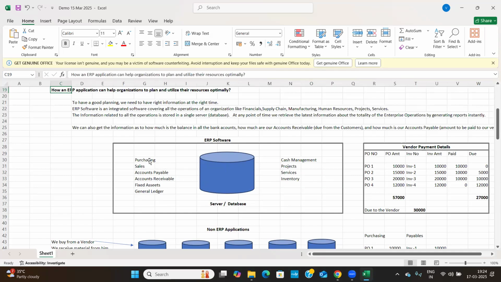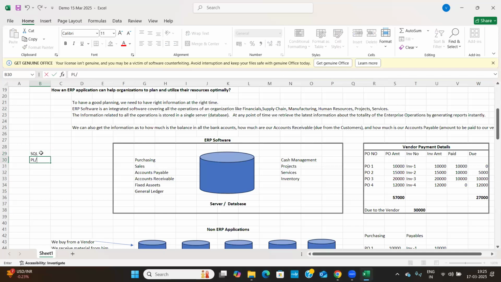Purchasing information will go and sit here in a different table. Sales also will go into different tables. Partitions will be there, but in the same location. You can connect to the tables and join the tables. We have a language called SQL, Structured Query Language, and also PL/SQL. Using these two, you can join the tables and get the consolidated information like this at any point of time.